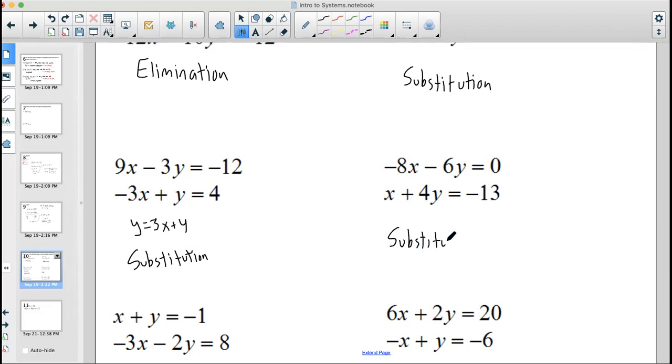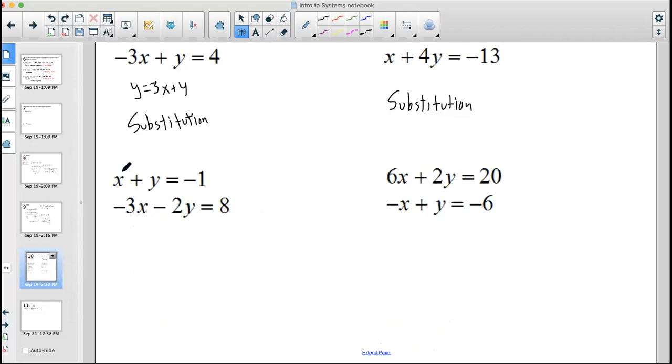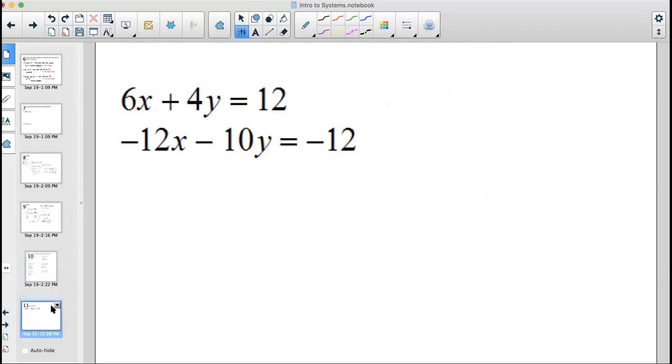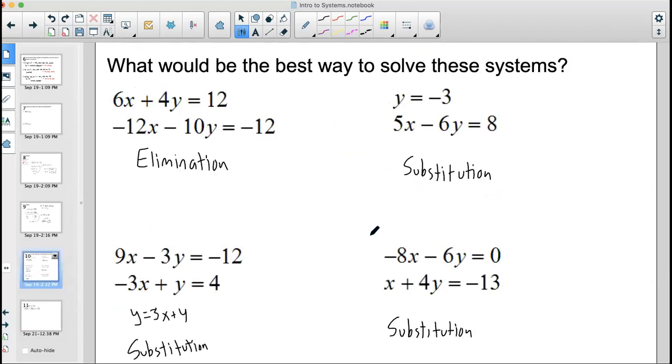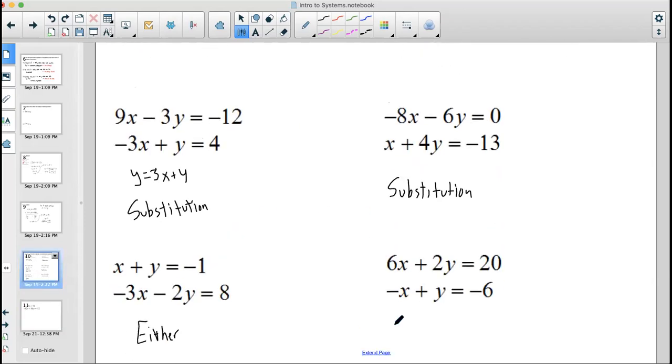I mean, honestly, I would do all of these by elimination, and we can talk about how that would work when we get to class. This one, probably, again, either one works here, I think. And this one, what's going on down here? Yeah, we're going to talk about this right now. And this one, I don't know. It's up to you. Whatever you want to do.